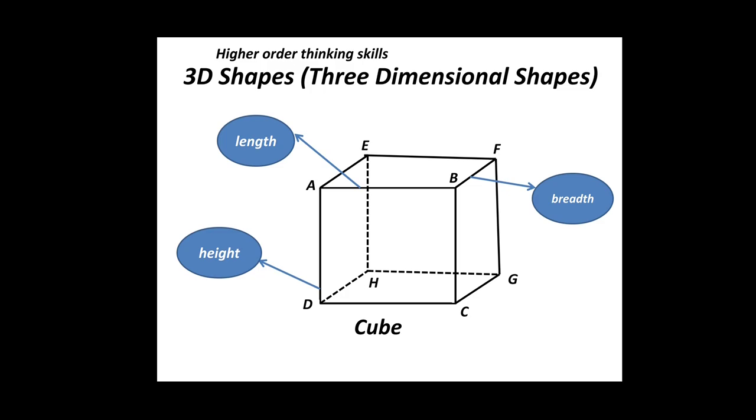So which are they? Here you have to put your finger like this: AB is the length and BF is the breadth. We can say width also of the box. Okay, AD is called the height of the box. So this shape has 3 dimensions, length, breadth and height. Understood? Such shapes are called 3-dimensional shapes or 3D shapes or solid shapes.